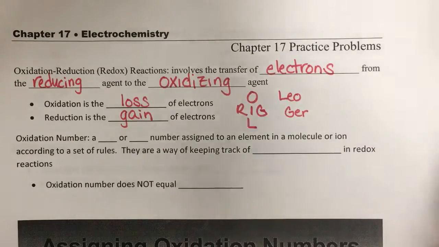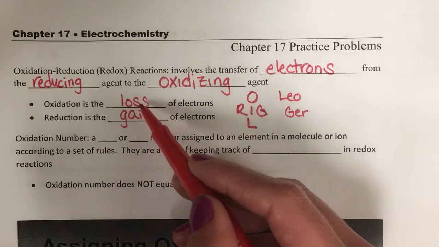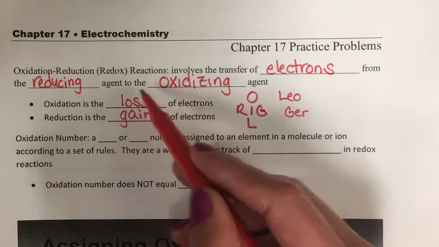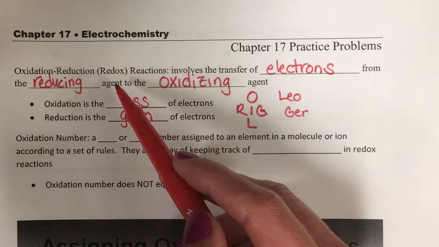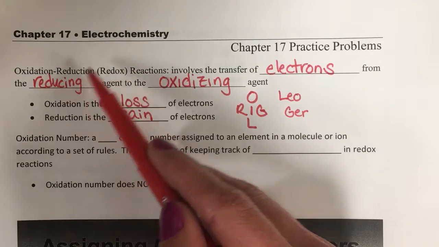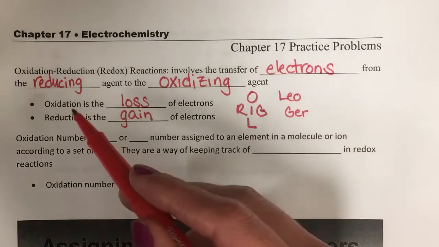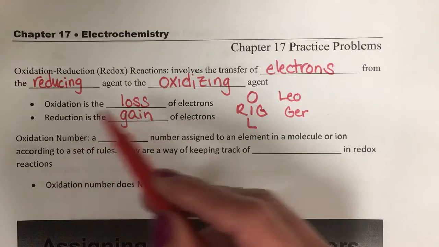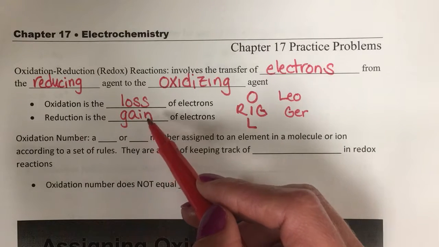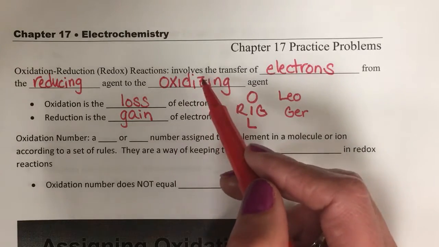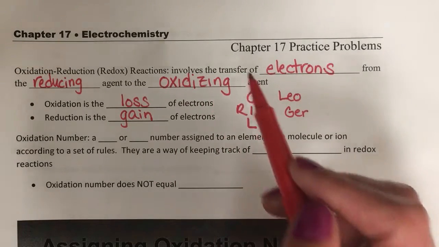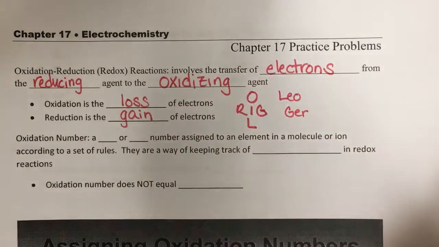Okay? Now, if I am being oxidized, I am losing electrons. I'm called the reducing agent because I am reducing something else. If I'm being reduced, I'm gaining electrons. I'm called the oxidizing agent because I'm causing something else to be oxidized. Okay? So those two are opposite each other.